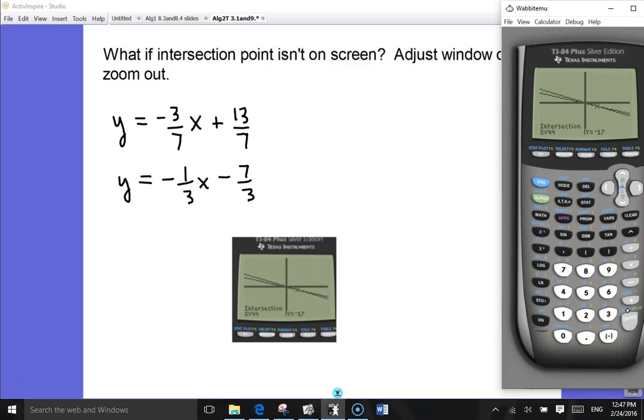Right? So you can't find the intersection point if it's not on the screen. So the easiest way, zoom 3, and you got to hit enter. It doesn't zoom out until you hit enter. Boom. So that was 44, negative 17.